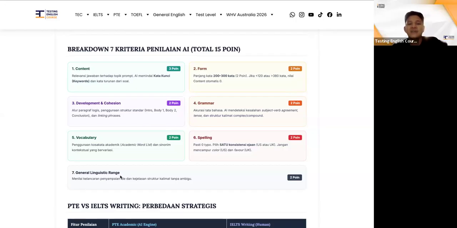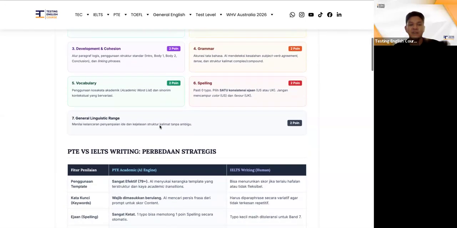And the next is general linguistic range. This one is sometimes scored, sometimes not. But the combination of all these scores will come up with a total of 15 points that can produce 90 for your PTE writing task two. Okay, that's only for the information.